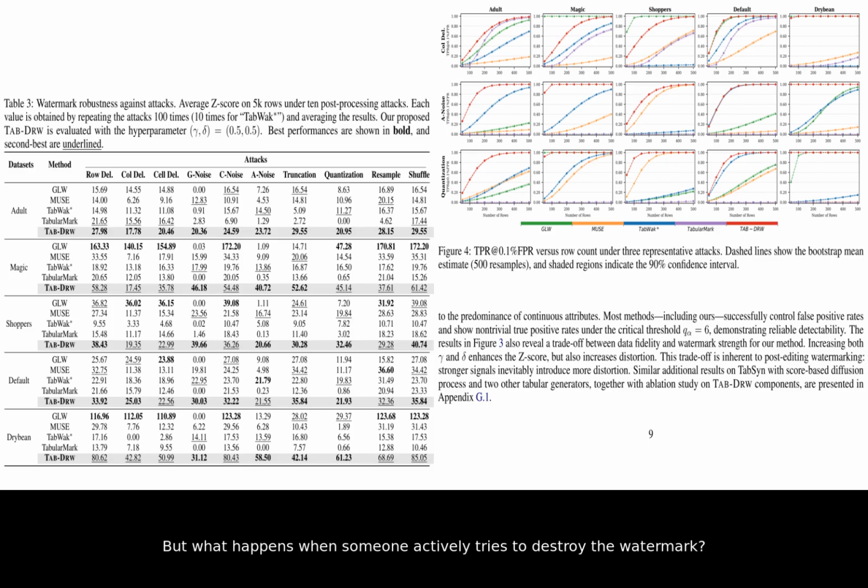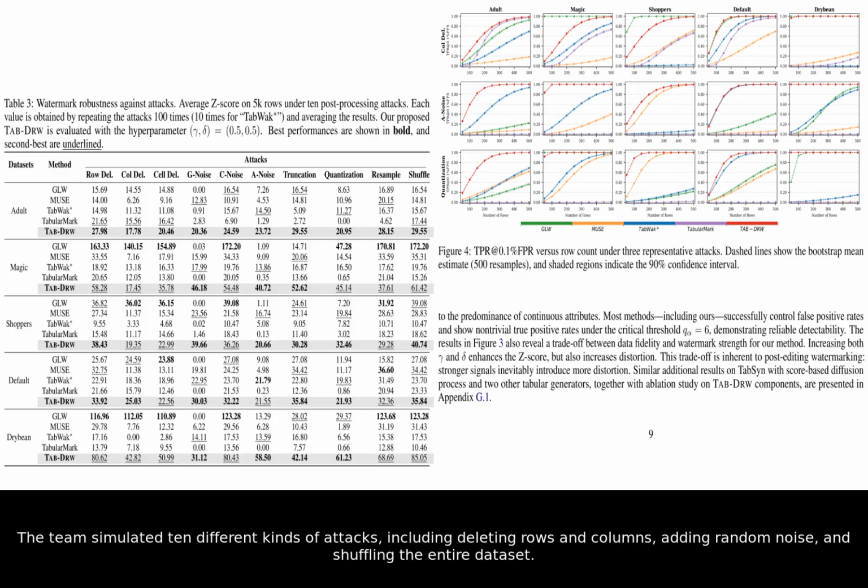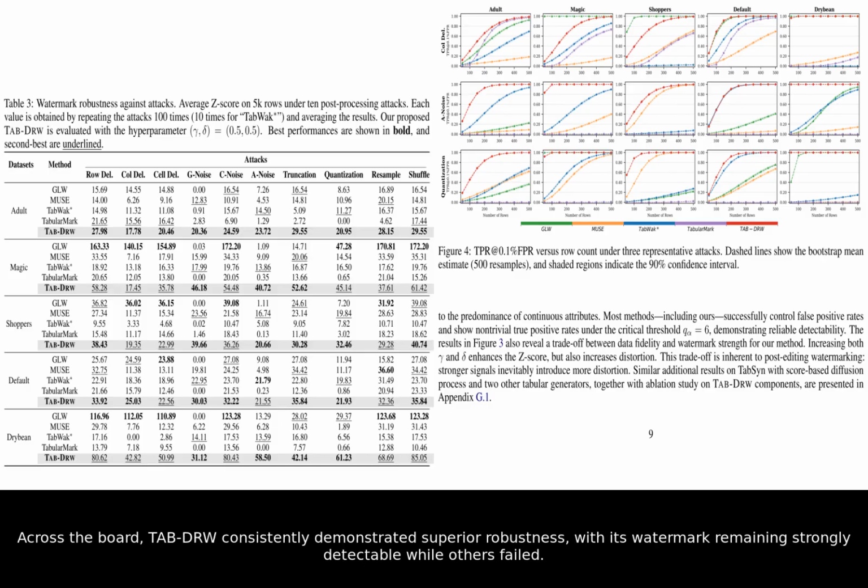But what happens when someone actively tries to destroy the watermark? The team simulated 10 different kinds of attacks, including deleting rows and columns, adding random noise, and shuffling the entire dataset. Across the board, TAB-DRW consistently demonstrated superior robustness, with its watermark remaining strongly detectable while others failed.